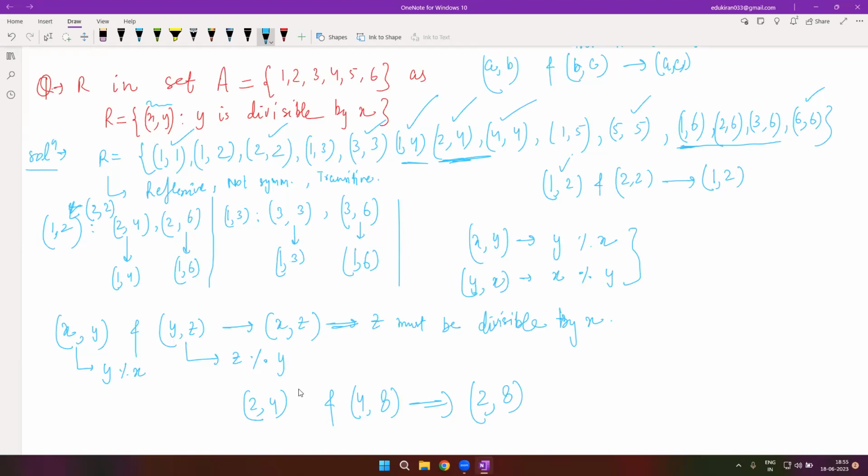Or conversely, you can say that all the numbers which are divided by 6 will also be divisible by 3 and 2. So what we are saying is that if x is a divisor of y and y is a divisor of something else, then x is also the divisor of that thing, because x already divides y.